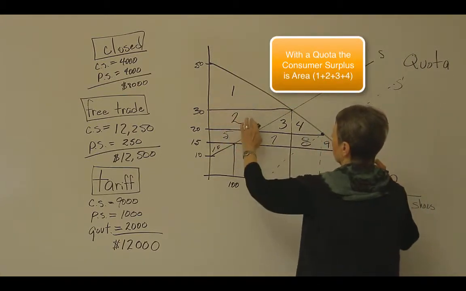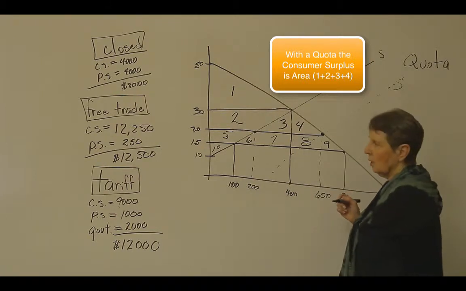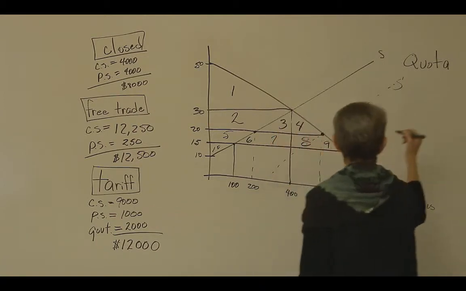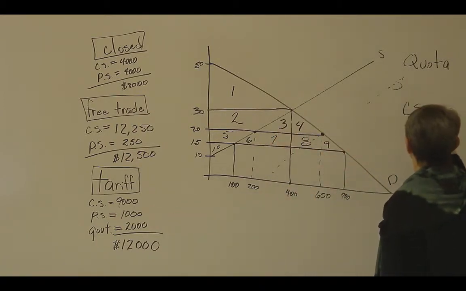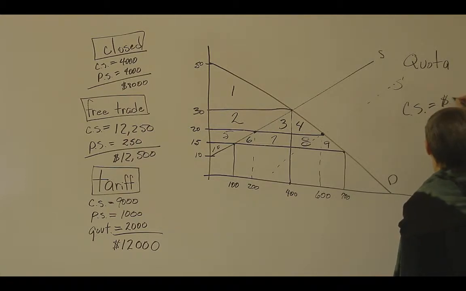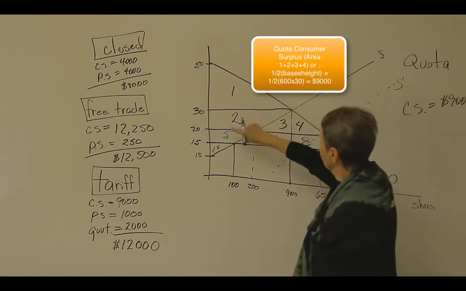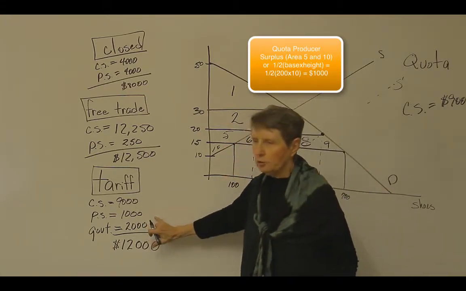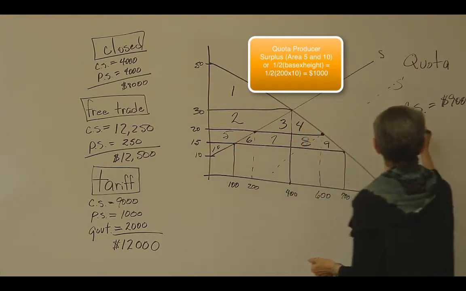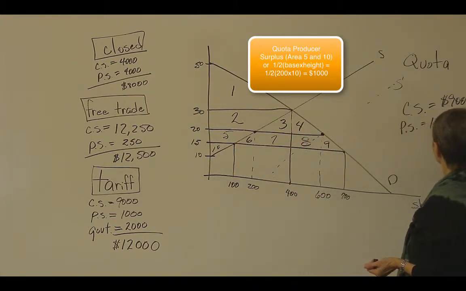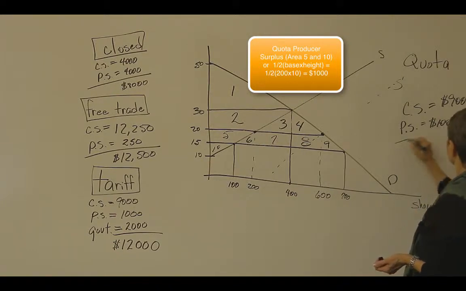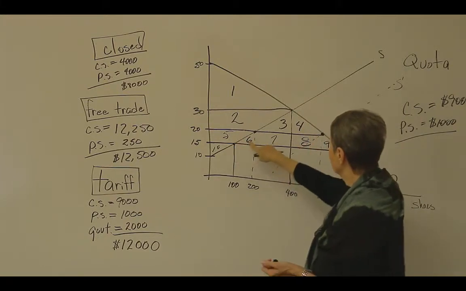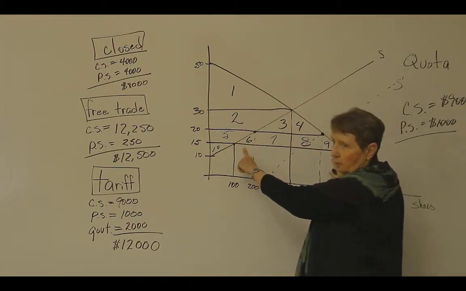And so now with this quota, consumer surplus is area 1, 2, 3, and 4, which is the same as it was with the tariff. So consumer surplus with the quota is going to equal $9,000. Producer surplus is going to be the same as it was with the tariff. It's going to be area 5 and 10. Producer surplus equals $1,000. So now we've accounted for areas 1, 2, 3, 4, 5, and 10. We're left with 6, 7, 8, and 9 that we haven't accounted for.